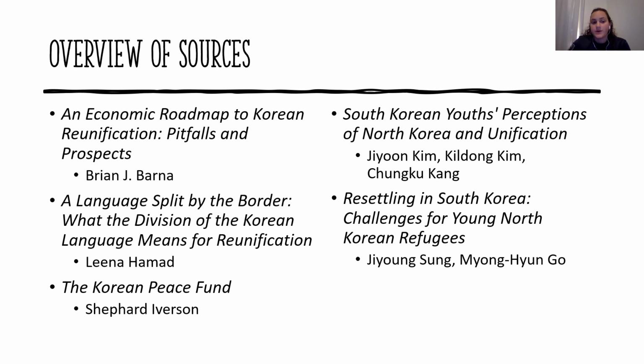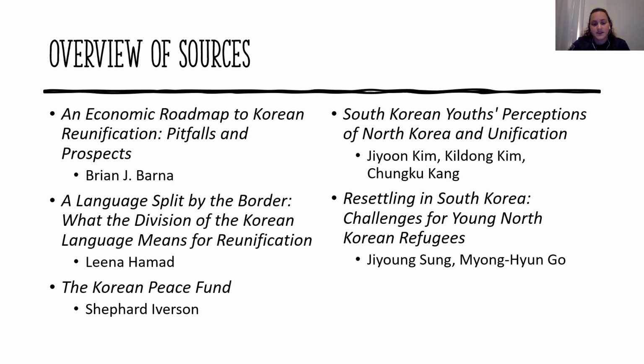Okay, so now with the sources that I have. First we're going to be looking at An Economic Roadmap to Korean Reunification, Pitfalls and Prospects by Brian J. Barna, just to get an economic view of the whole situation. Then we'll be looking at A Language Split by the Border, What Division of the Korean Language Means for Reunification by Lena Hammond. That's going to look at a lot about the 2018 Pyeongchang Olympics and the forming of a unified women's hockey team and the language barrier with that.